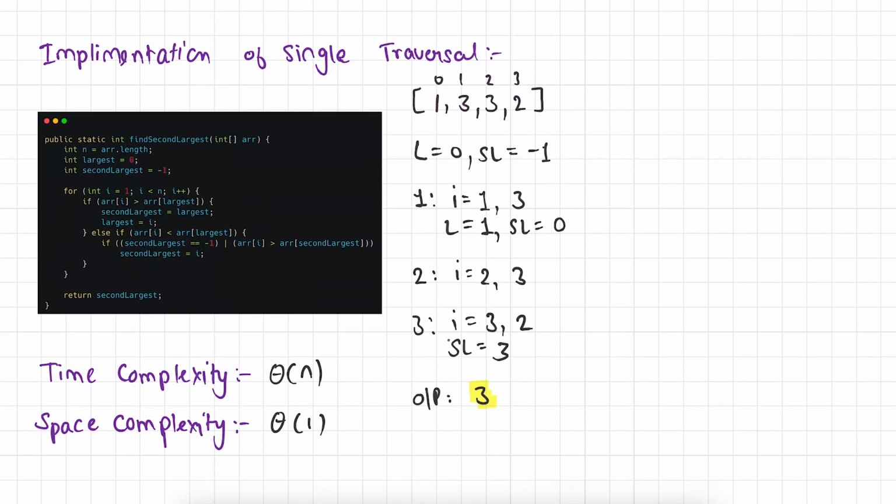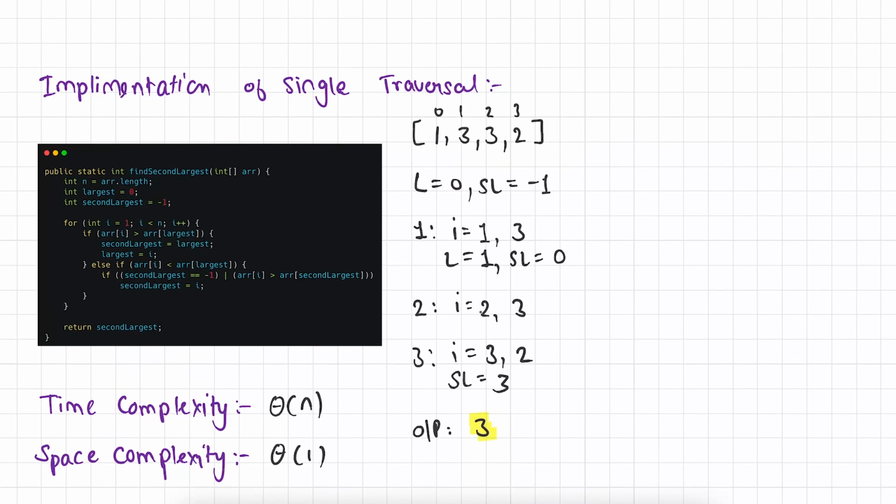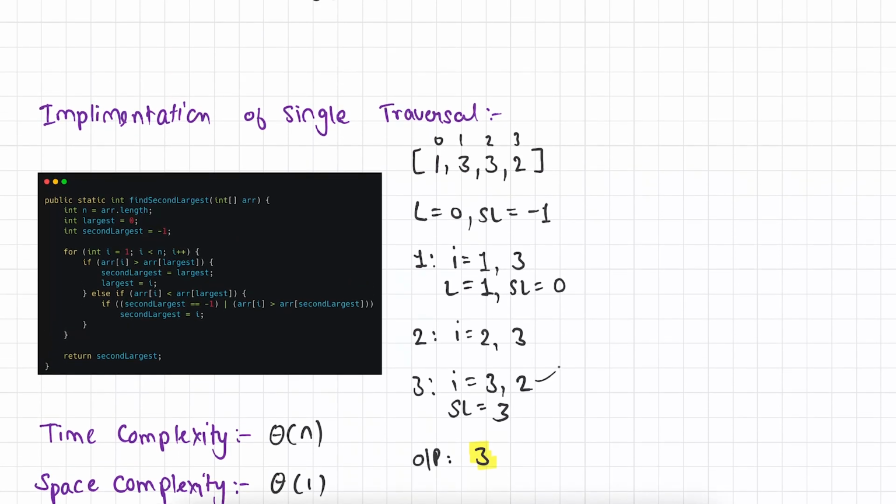Now in the next iteration, i becomes 3, and the value present at index 3 is 2. This time the new element is smaller than the largest element, and the largest element is at index 1, that is 3. So what happens in this case? We check if the second largest is -1 or not. Our second largest is not -1, meaning we already know about a second largest element. So we check if the new element is greater than or equal to the second largest or not. The second largest element is at position 0, so 2 is greater than 1, obviously. So we update the second largest to index 3.